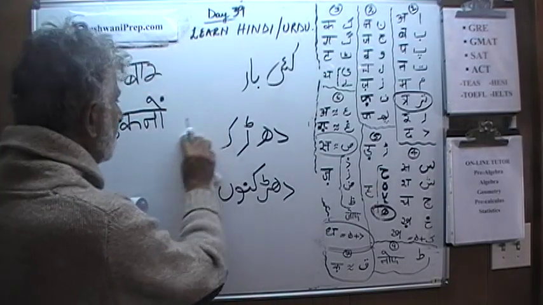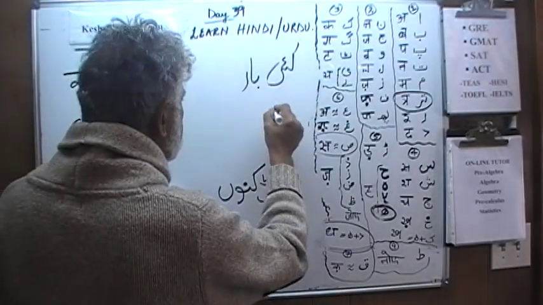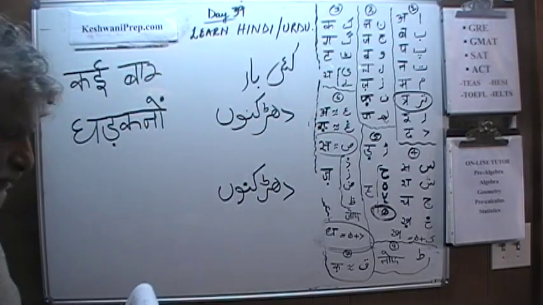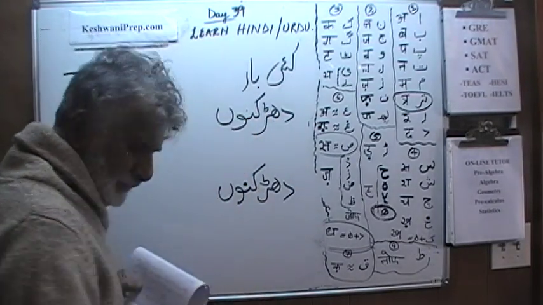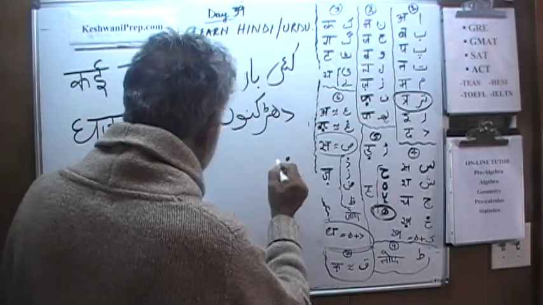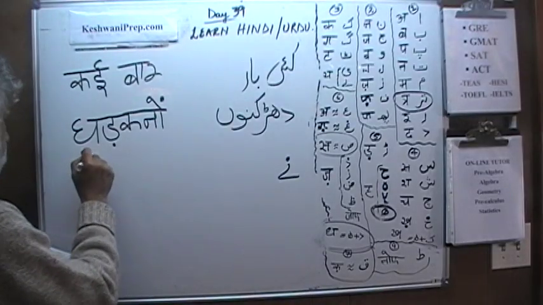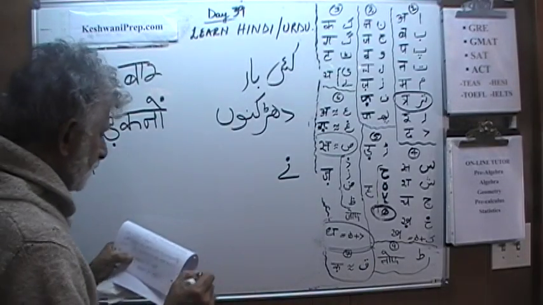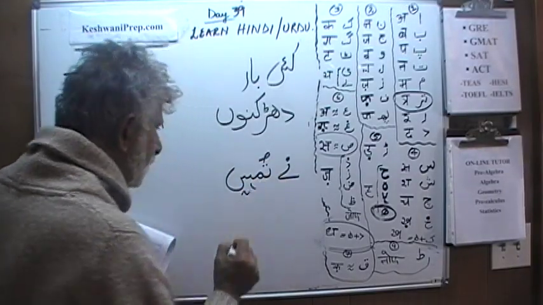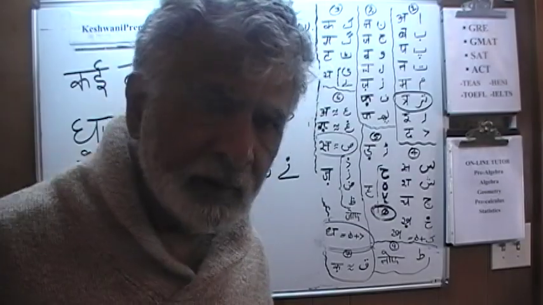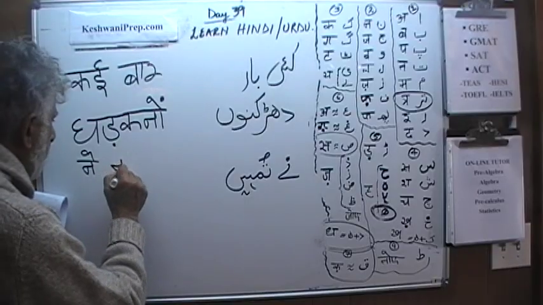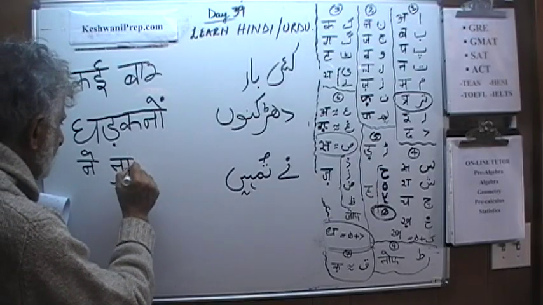Kai bar dhadkano. कई बार धड़कनों ने तुम्हें we have written तुम्हें many times. I'm not going to keep explaining it over and over again. Watch the previous video. तुम्हें, तुम.